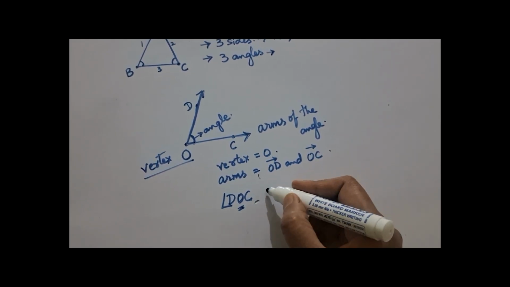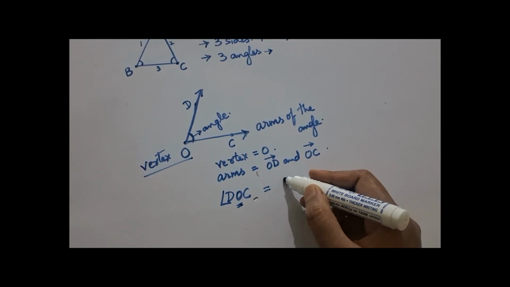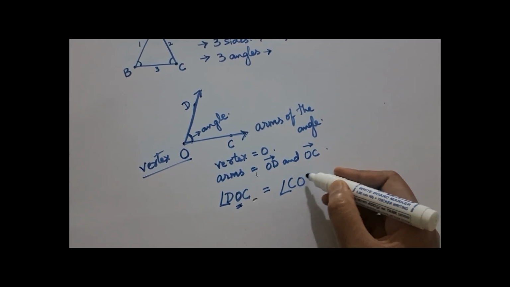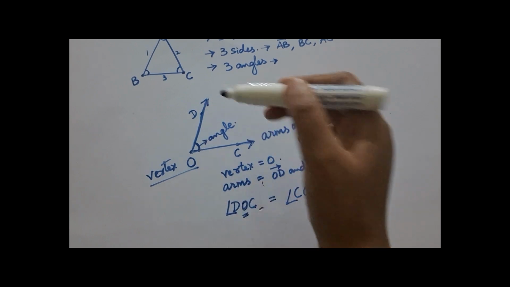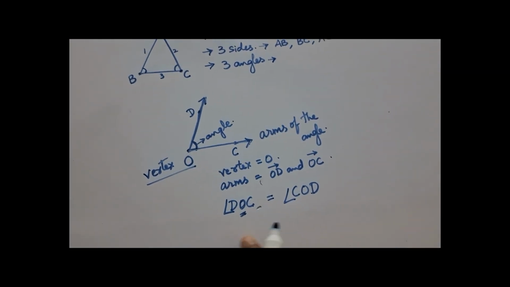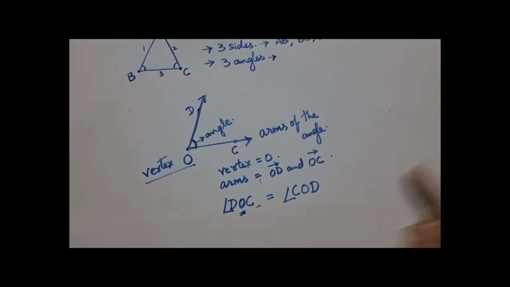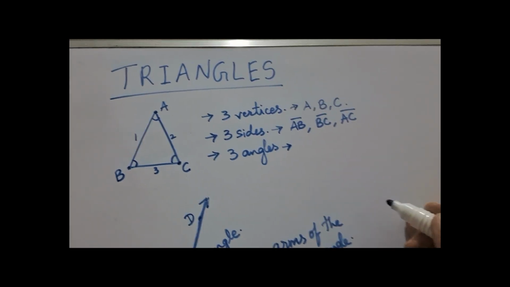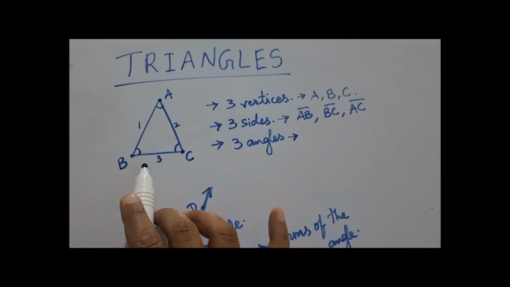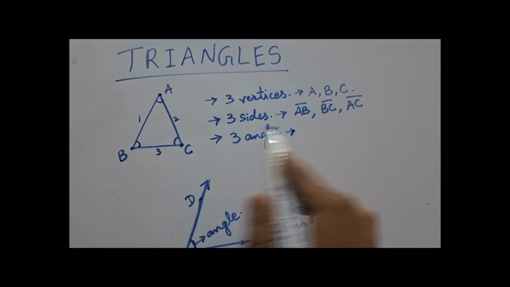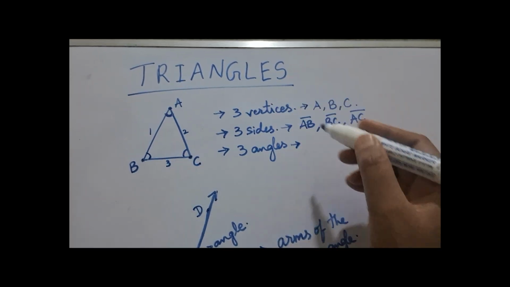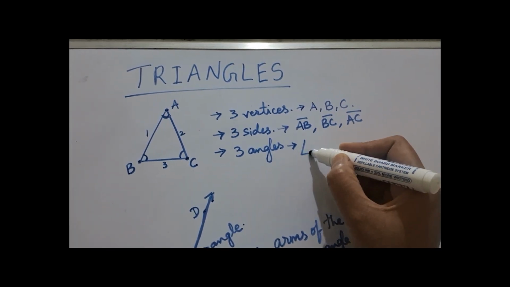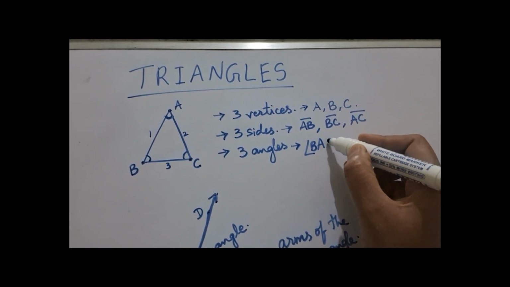This angle can also be named as angle COD. In this way, we mention the angles. Now let us mention the three angles of this triangle, children. First we will write the name of this angle. That angle is angle BAC.